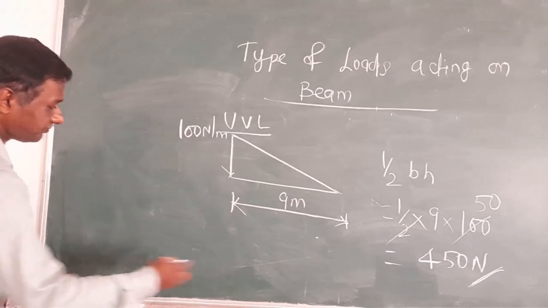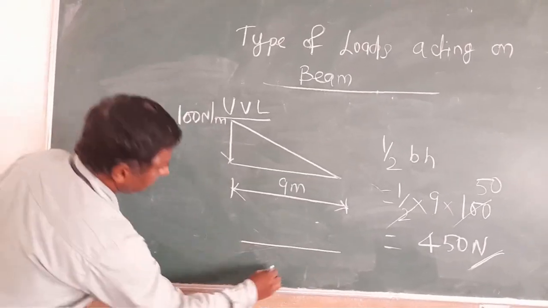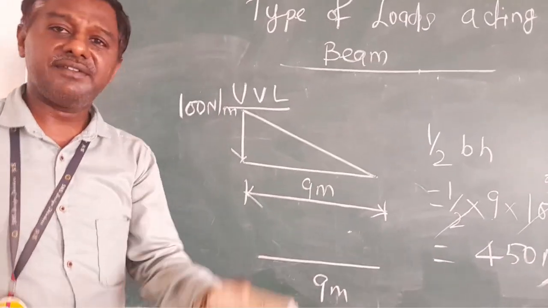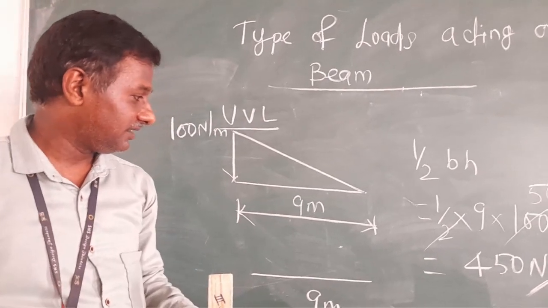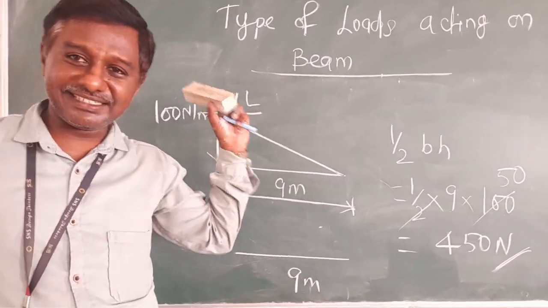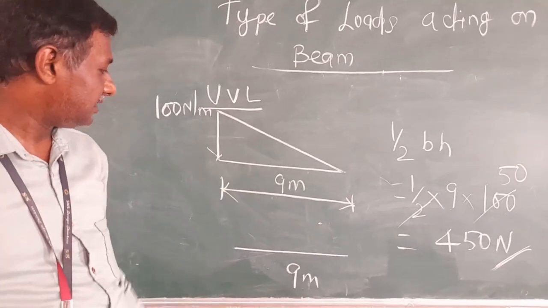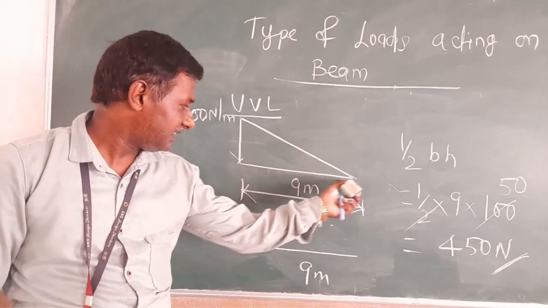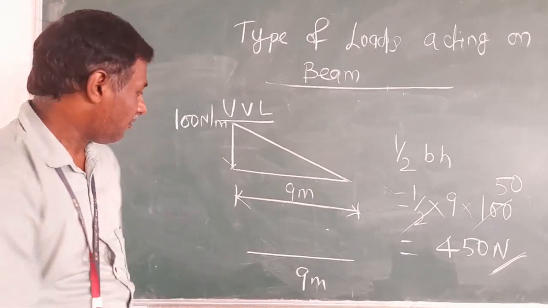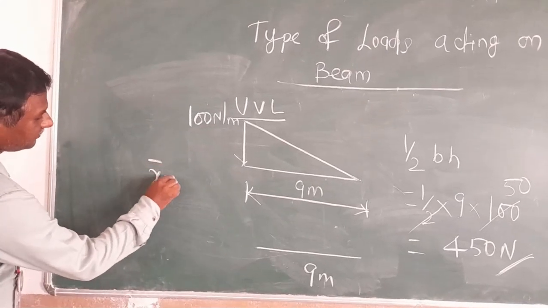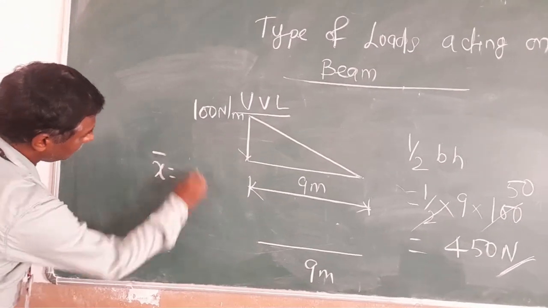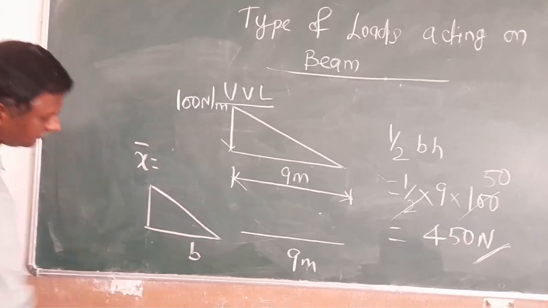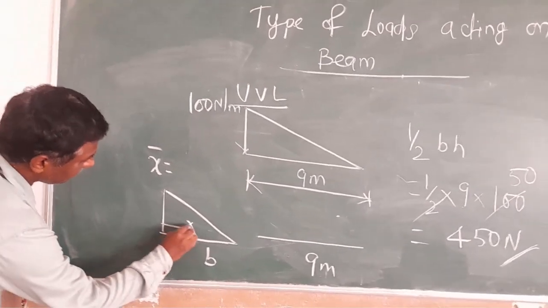Now I take this 9 meter beam and the point load to be considered as 450 Newton, and where is it acting? That is the question. In a uniformly distributed load, it is acting at exactly the center point. But in UVL, it is considered as a right angle triangle. So how to find the centroid? We are considering only the x-axis, that is x bar. For a right angle triangle, x bar equal to, this is the base, and this x bar is to be considered.